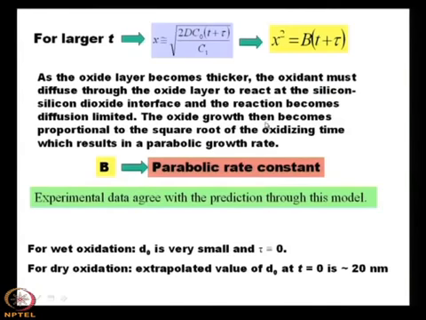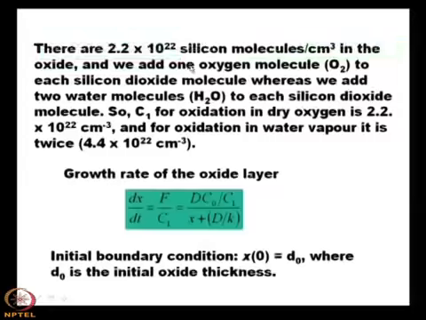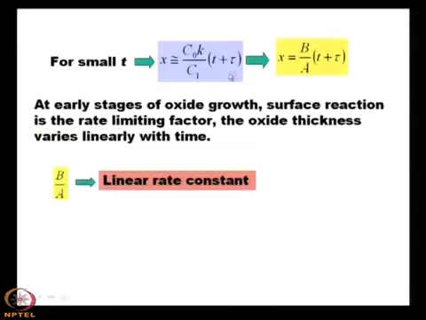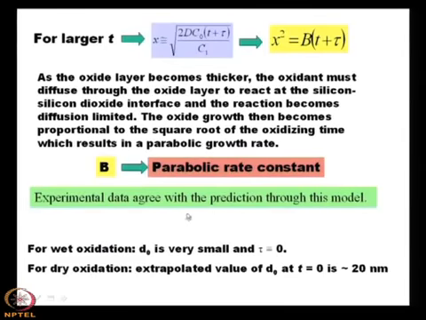The oxide growth then becomes proportional to the square root of the oxidizing time, which results in a parabolic growth rate. So, it is the equation of a parabola, x square equals b t plus tau, and this b is known as the parabolic rate constant. And this is basically a rate constant, this is a kinetic thermal oxidation. So, that is a model, and we have seen that experimental data agree with the prediction through this model.